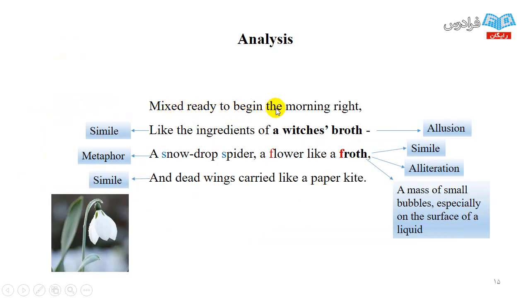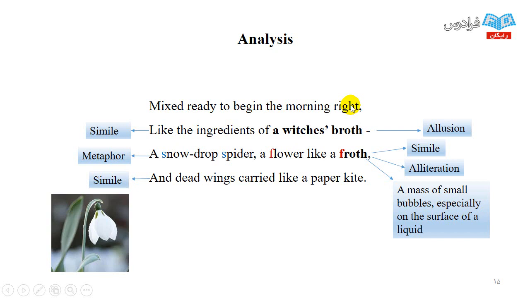Mixed ready to begin the morning rite, like the ingredients of a witch's broth. These characters of death, namely the white spider, the white moth, and the white flower, have gathered together and they are ready to begin the morning rite. The word rite is ironic because the morning cannot be right if the scene ends in death.